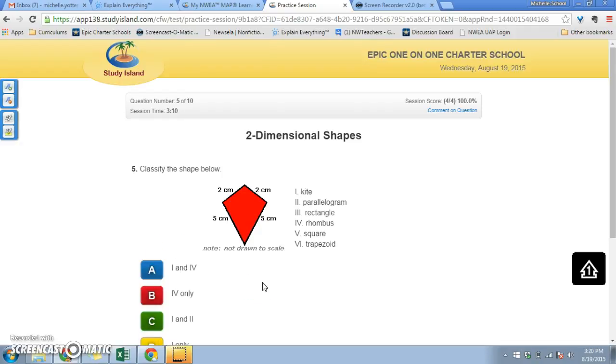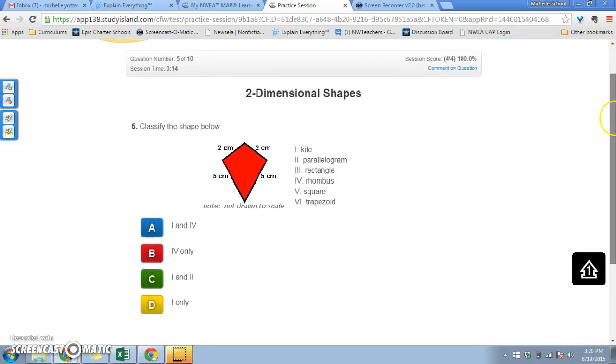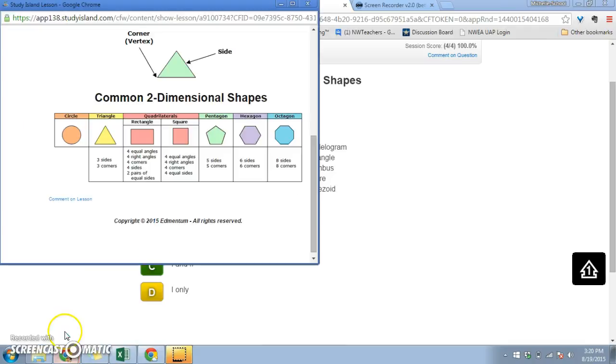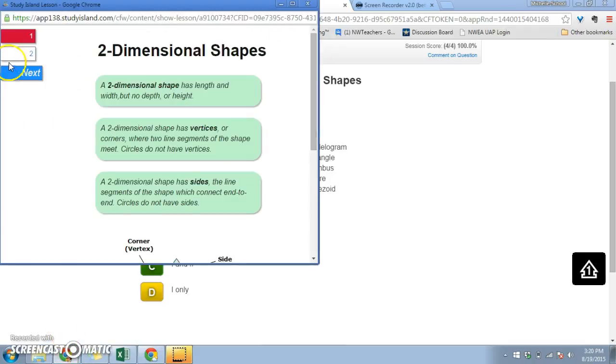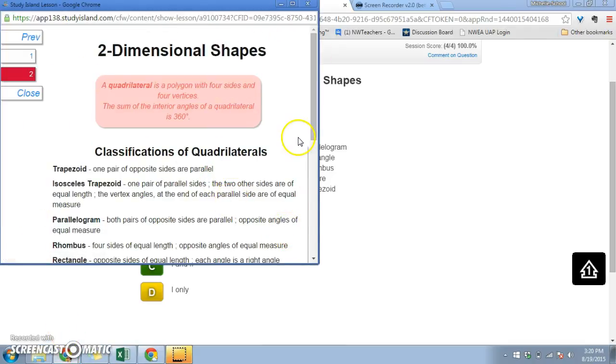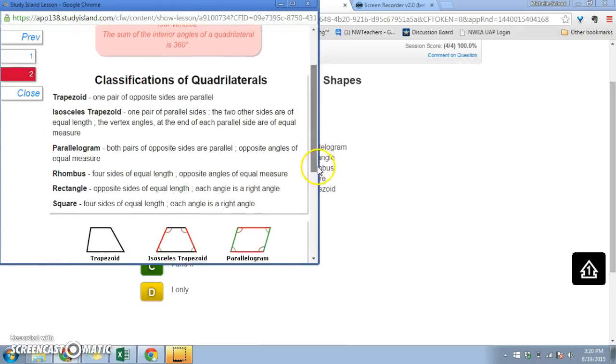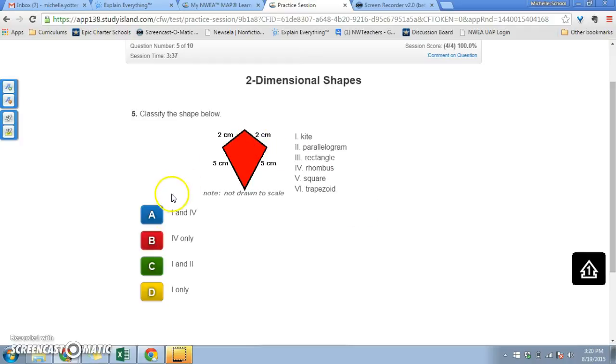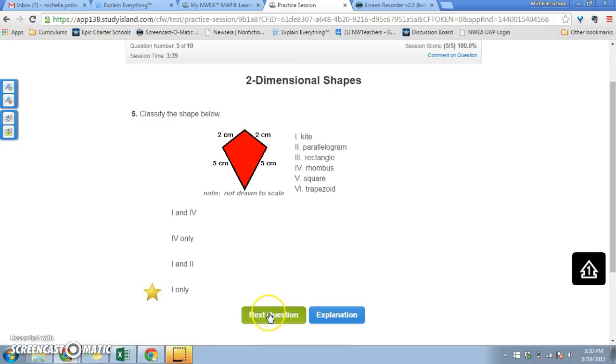Okay, classify this shape. Kite, parallelogram, rectangle, rhombus, square, or trapezoid. It can't be a parallelogram because it doesn't have 2 parallel sides. Same with rectangle. A rhombus, let's look at the rule for rhombus. A rhombus has 4 sides of equal length and equal measures. It can't be that one. So I think it's only going to be kite. Okay.